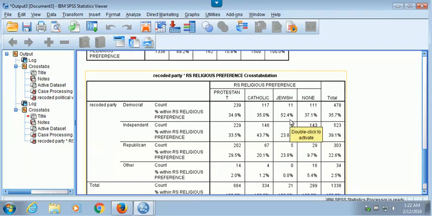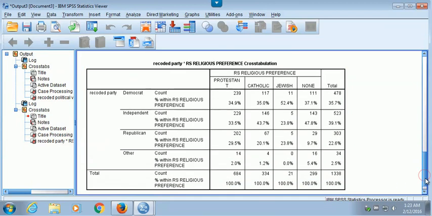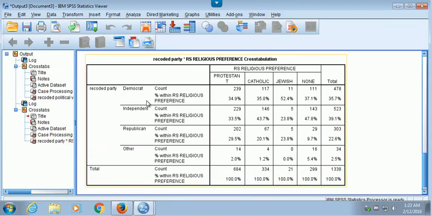So again, you will see Jewish people who identify their religious preference as Jewish are actually more likely to identify as Democrat than any others. The rest of these are pretty comparable, roughly 35 and 37. Independents are most likely to be identified as Catholic or no religious affiliation. Republicans, again, like the conservatives you see, are most likely to be Protestant, and then others pretty low across the board. So again, Jewish people are more likely to affiliate as Democrat, whereas Protestants are more likely to identify as Republican.